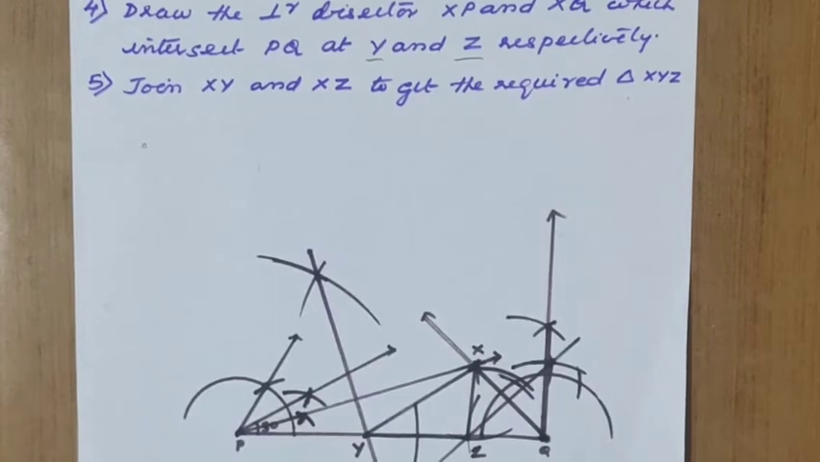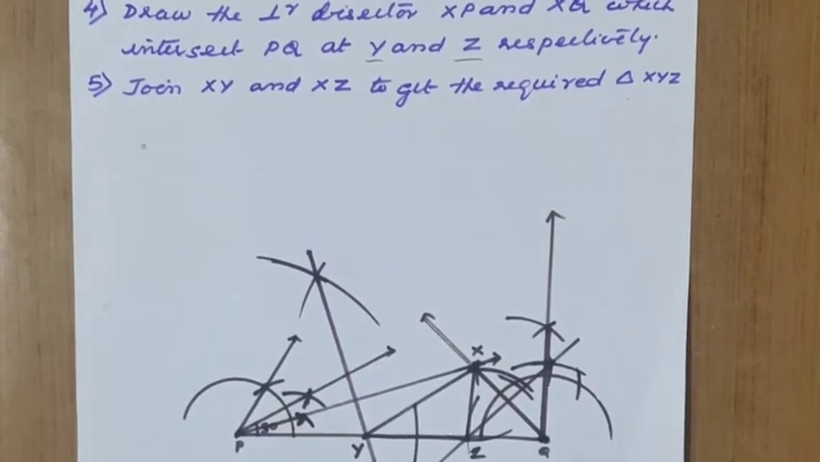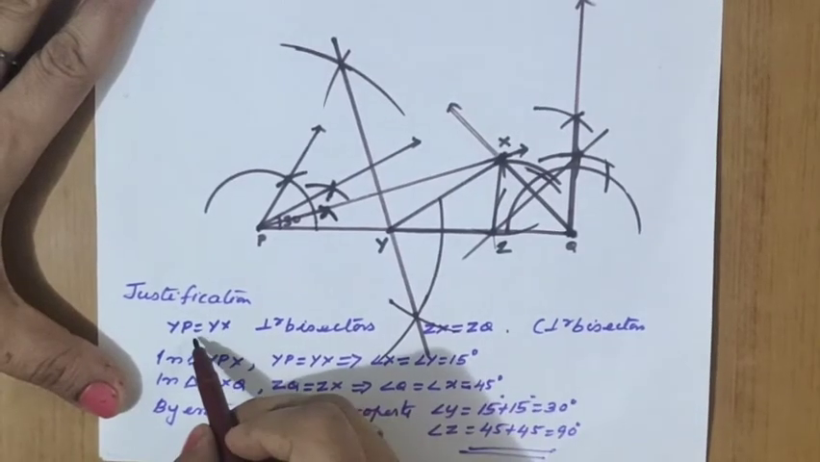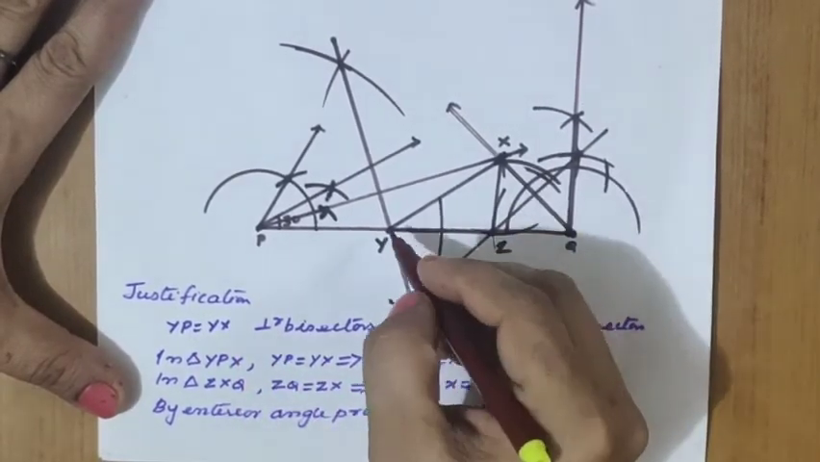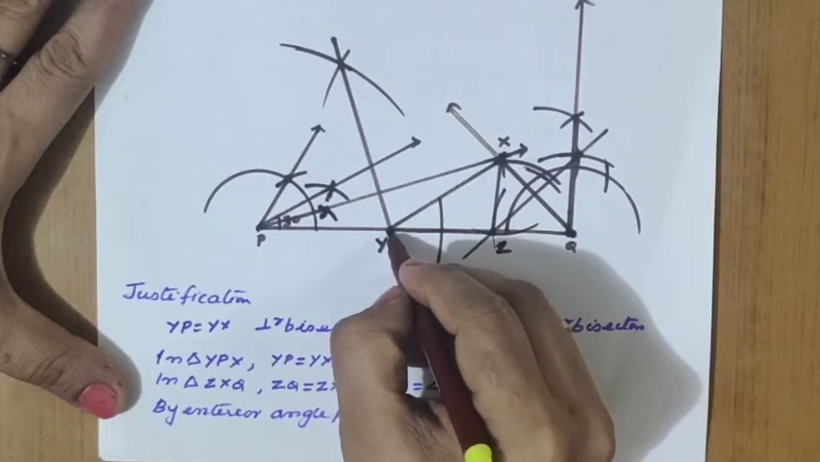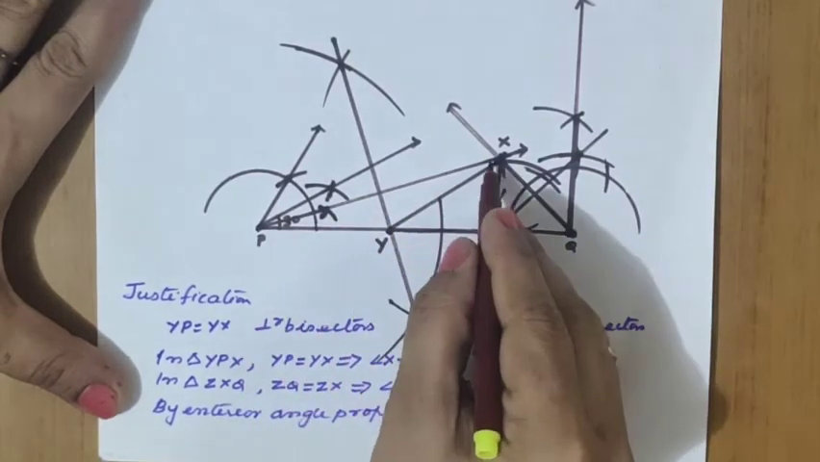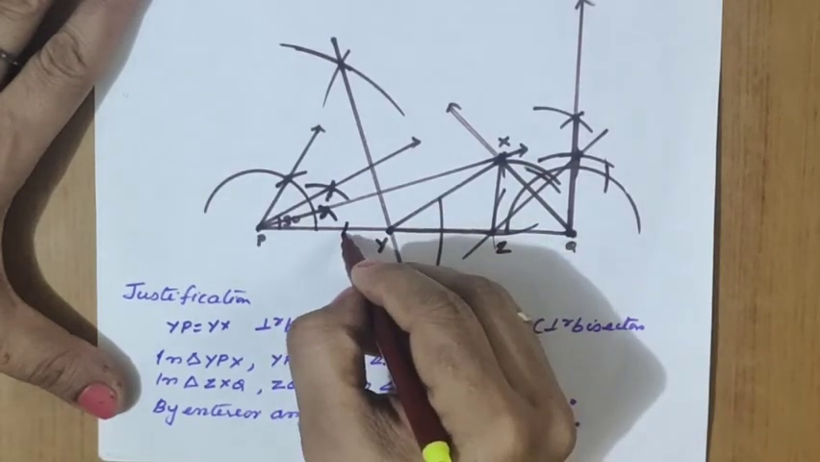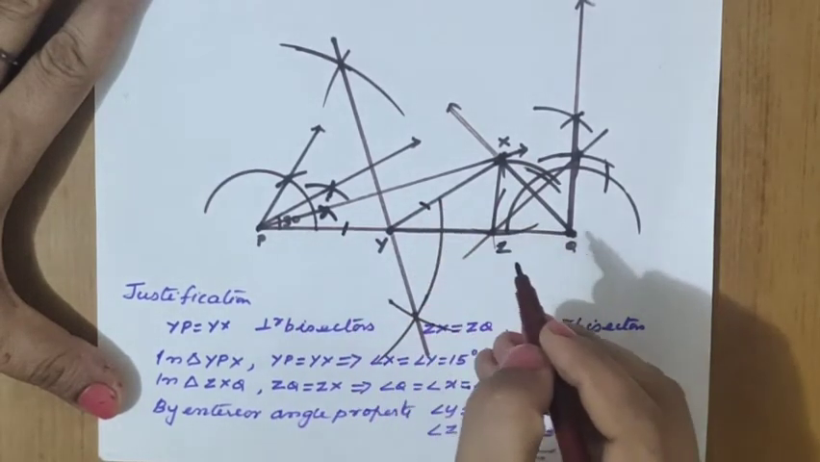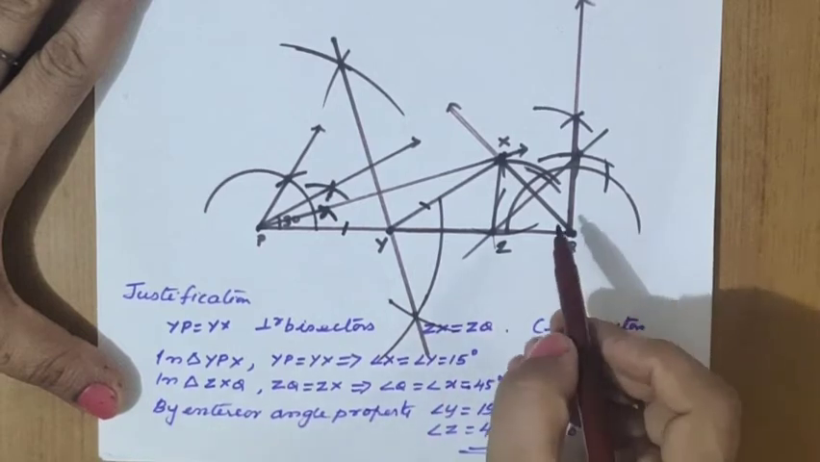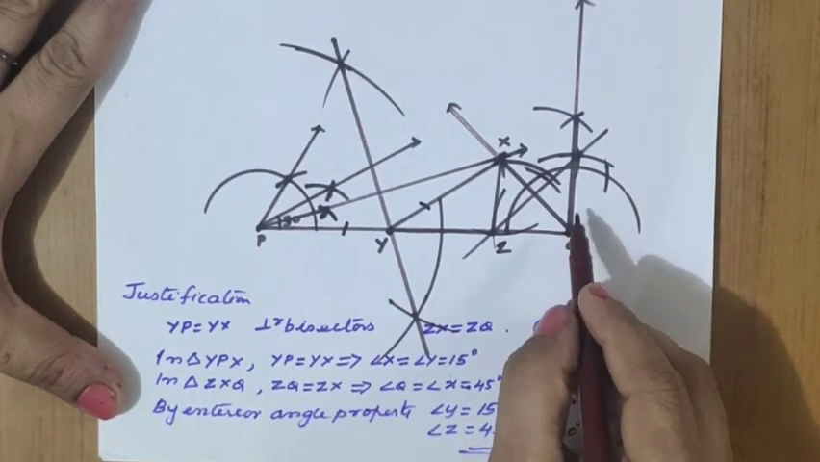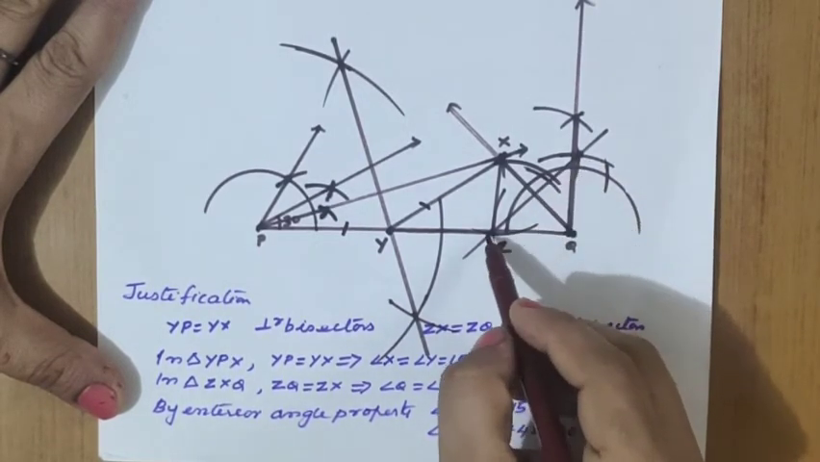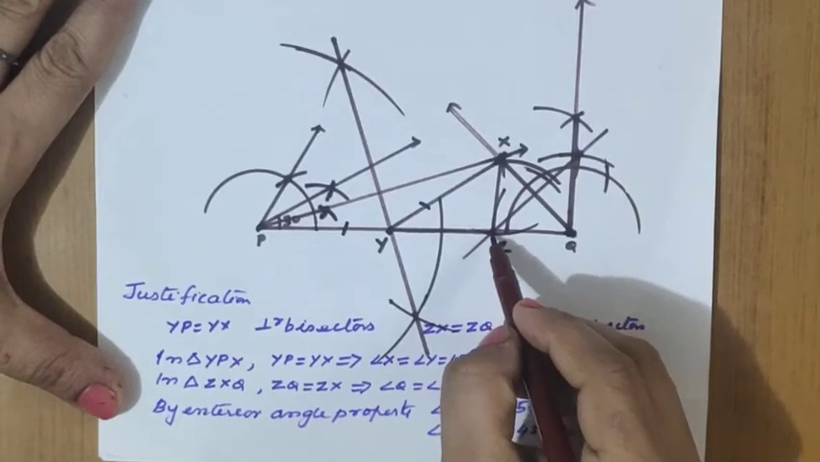Okay, now we can see the justification. So YP equal to YX we have written. Why is it like that? Because Y lies on the perpendicular bisector of PX. So YP and YX, see, these two are equal. And similarly this side, this line is the perpendicular bisector and Z lies on it.